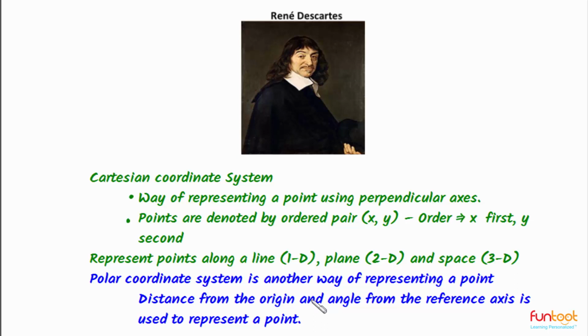Then we learnt about polar coordinate system. This is another way of representing a point where distance from the origin and angle from the reference axis is used to represent a point.